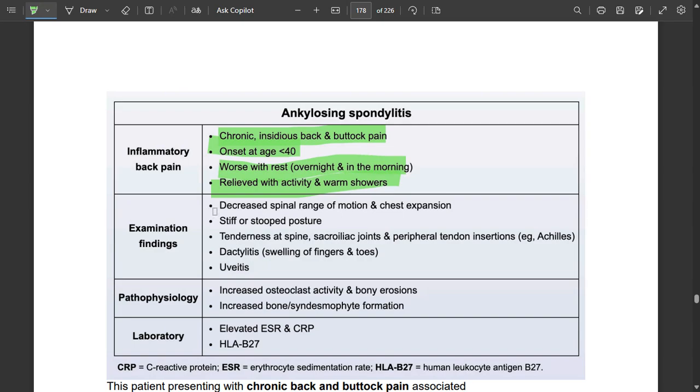Findings include decreased spine range of motion and expansion, stiff or stooped posture, and tenderness in the spine, sacroiliac joint, and peripheral tendon insertions like the Achilles tendon, which can be painful. Dactylitis, swelling of fingers and toes, can occur. Uveitis can occur. Increased osteoclast activity and bone erosions can occur.